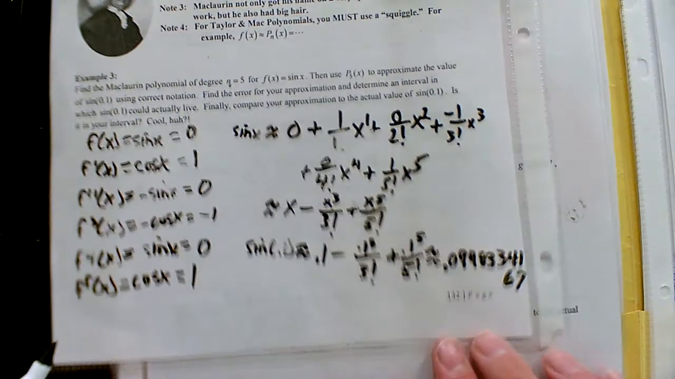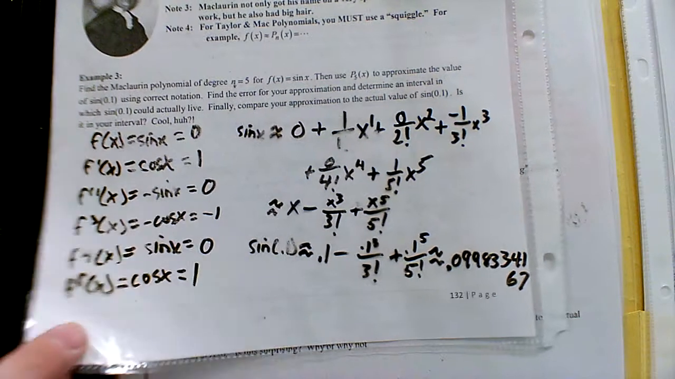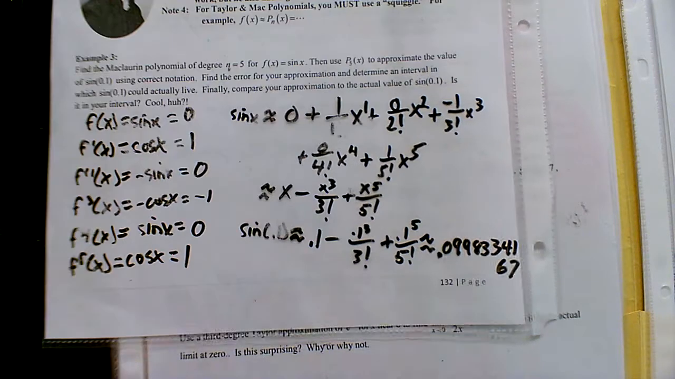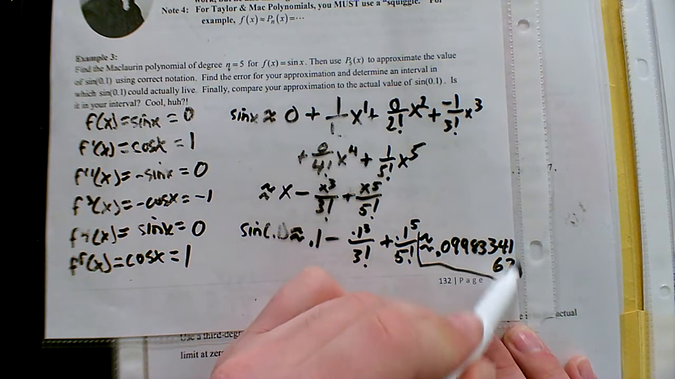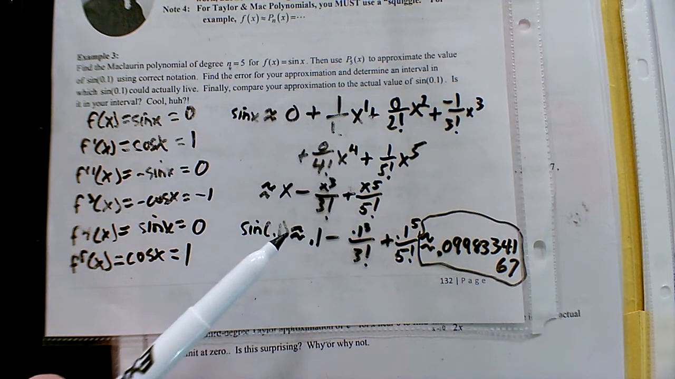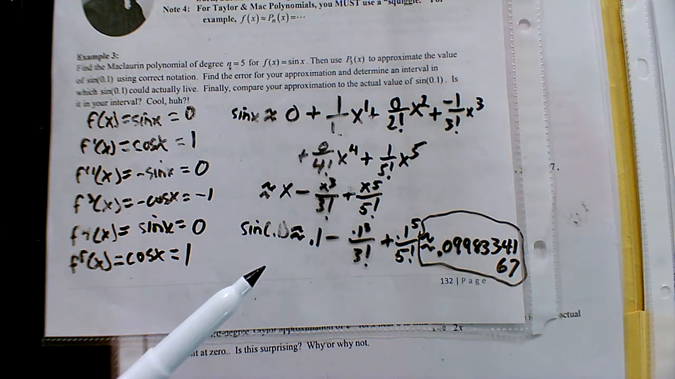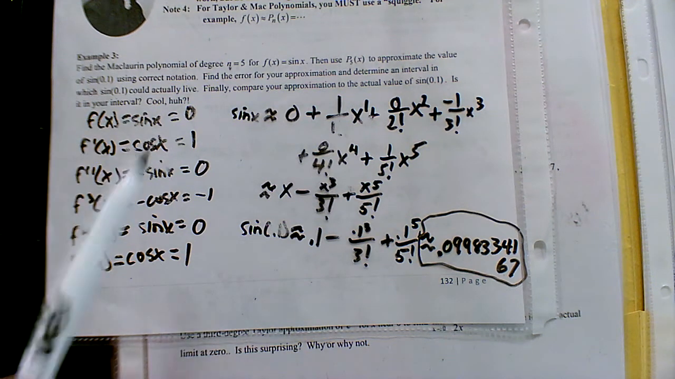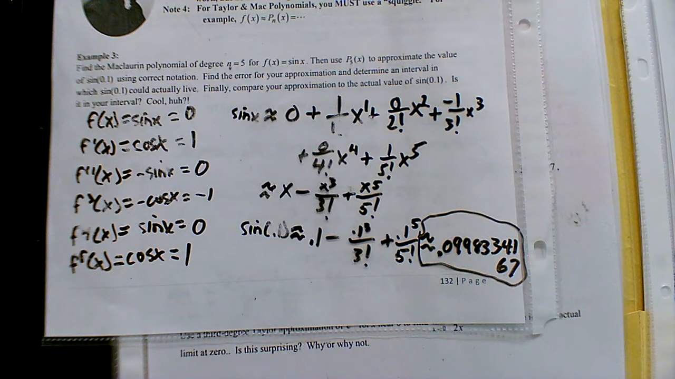0.099833467. Okay. 0.099833467. That is what I got. So that's your approximation using the Maclaurin polynomial there. Or in other words, it's the Taylor polynomial but centered at 0. So that's, again, the special case, the Maclaurin polynomial.